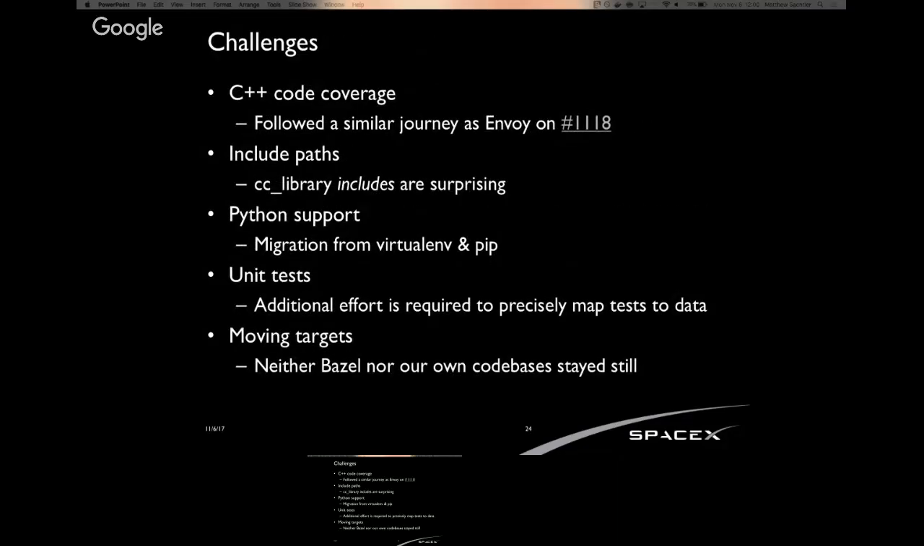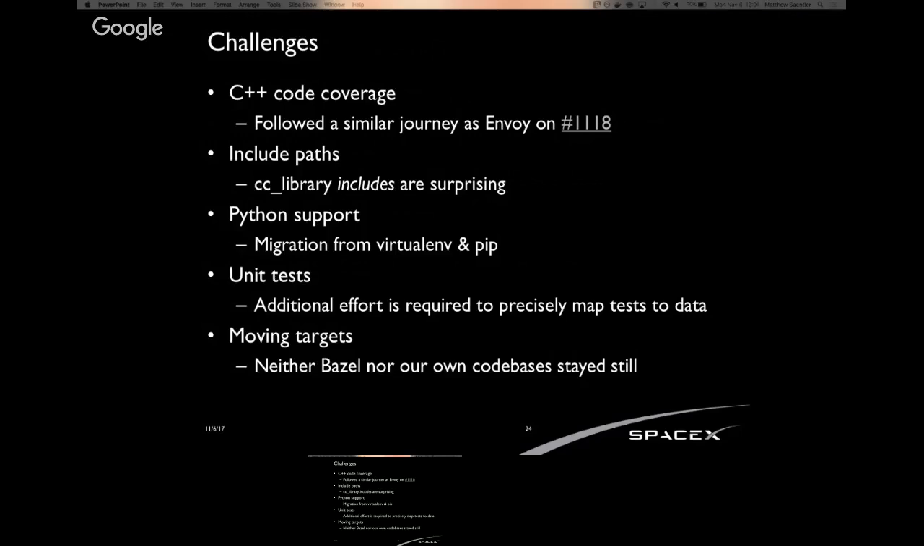Okay, a couple miscellaneous challenges. So the feature that we thought was going to be okay after we did our demo, but was very much not done at all, was C++ code coverage. We ran headfirst into that. The Envoy folks, it looked like, had done a similar journey that we ended up going through and posted that on the GitHub issue about this. We didn't really realize until we were almost done that we were doing exactly the same thing, but it turns out that it was pretty well documented there.